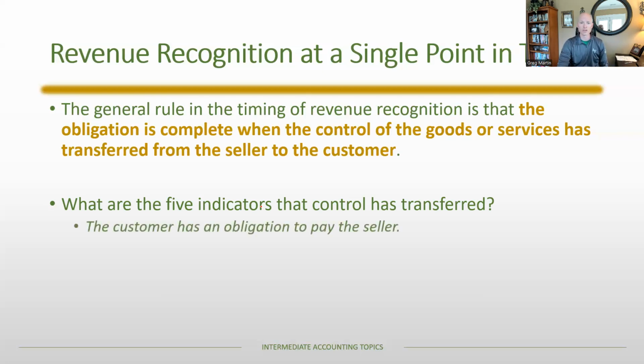And so the first of those is that the customer has an obligation to pay. So if I'm able to bill the customer, that is a strong indication that the good or service has transferred. In other words, I have completed my performance obligation.